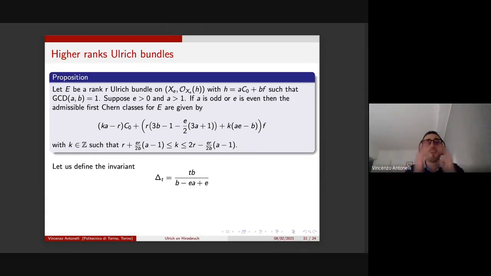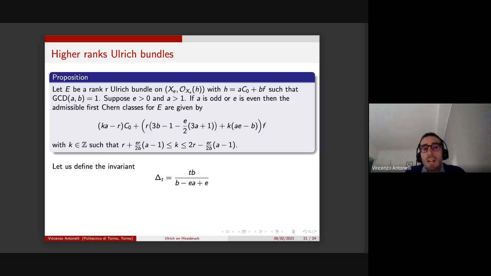Okay, so now there's a nice behavior. Let me fix this invariant, delta_t, to be t times b over b minus e t plus e. It may seem a little strange, and one can ask where it comes from. Well, it comes from this observation: k lives in this range, between r plus that coefficient and 2r minus that coefficient.